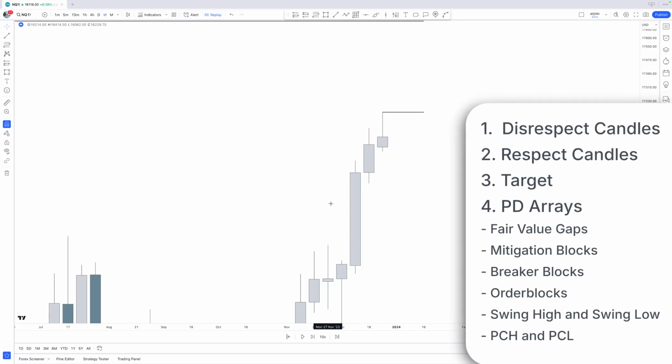So I like to stick to fair value gaps, of course, mitigation blocks, breaker blocks, order blocks, swing highs, swing lows, and previous candle highs, previous candle lows. And that might already seem like quite a lot to someone who is not familiar with all the hundreds of PD arrays out there. I can understand that, but that gives me the most accuracy.